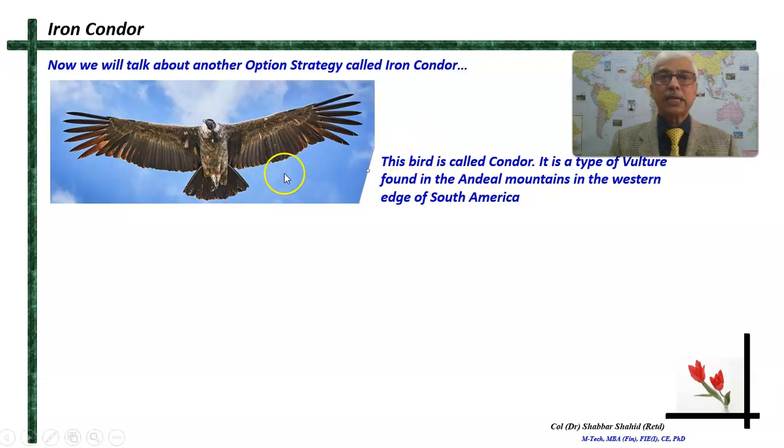Now this bird that you see in front of you on the screen, this bird is called a condor. It is a type of vulture which is found in the Andean mountains in the western edge of South America.